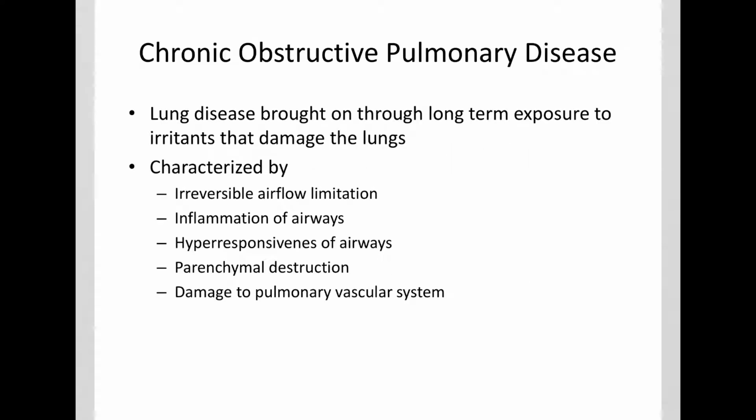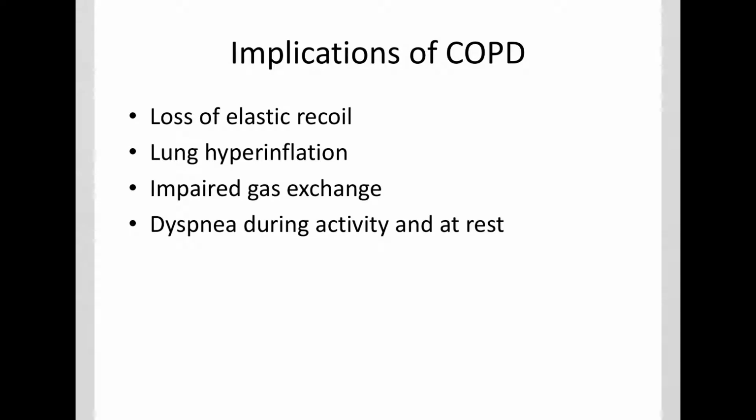So here's your definition of obstructive disease. The key points here, it's usually brought on through some long-term exposure. We'll talk about those a little bit later, smoking or environmental things. And we see problems with airway flow. So there's something that happens in the airways. It can be inflammation, hyperresponsiveness. There's been some damage to the airways. That has led to this issue here in the vascular system and also the airways. What does this mean? Well, loss of elastic recoil.